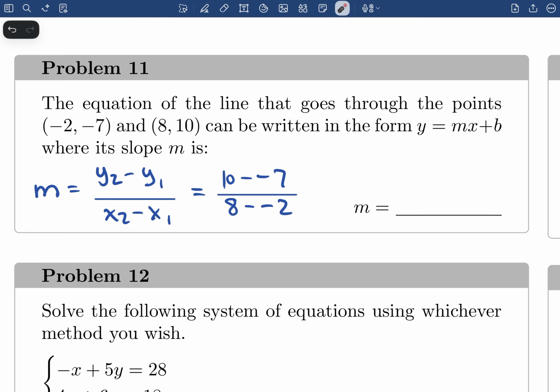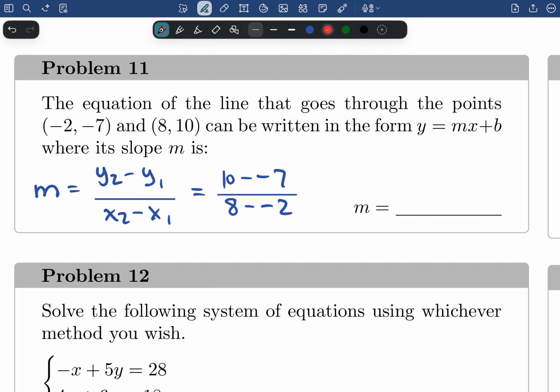All right. So you see how careful you need to be with signs. In both cases, on top and bottom, I can turn those double negatives into a positive, and 10 plus 7 is 17, and 8 plus 2 is 10. I have found that my slope is 17/10. We did it.